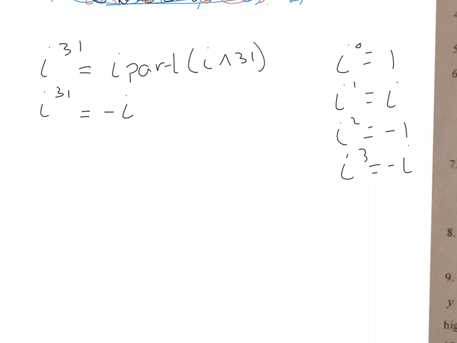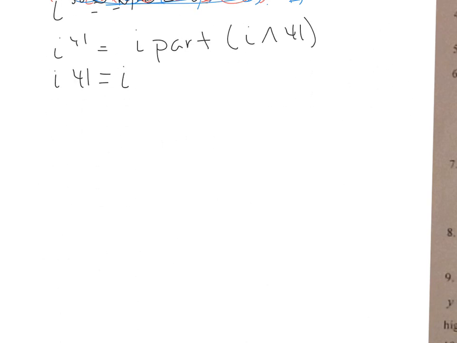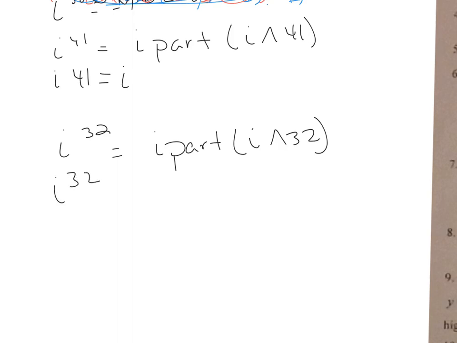All right, now we want to do i to the 50. So you type in i part, i carry key 50, and we get i to the 50 is equal to negative 1. i to the 41, you do i part, i carry key 41, and we get i to the 41 is equal to i. And the last one is i to the 32. i part, i to the 32. i to the 32 is equal to 1.